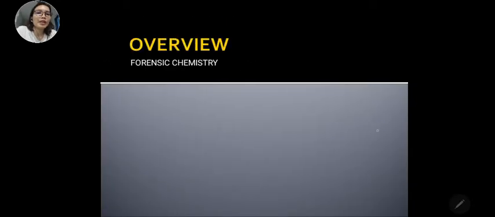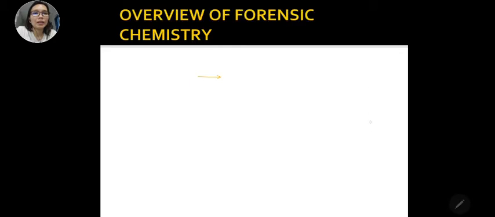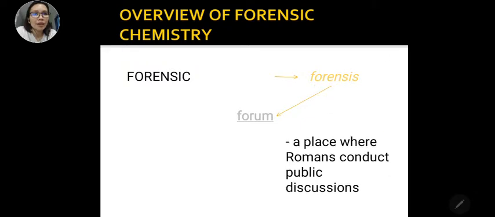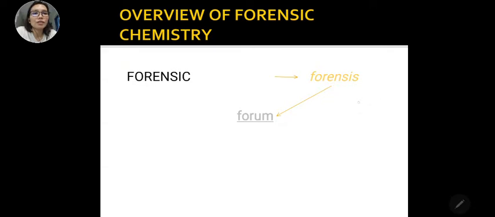The overview of forensic chemistry. So, forensic, as we have discussed previously, is from the Latin word forensis, which means forum, wherein a place where Romans conduct public discussions.